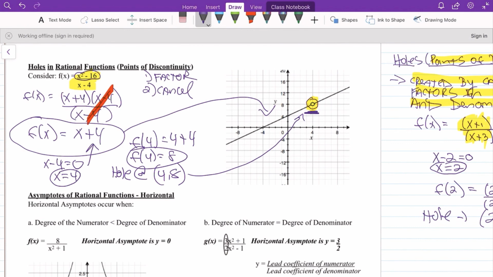All right, and holes and vertical asymptotes and slant and horizontal asymptotes are all part of the puzzle that make up these rational functions. As I said in video number 1, these functions can have a lot of different pieces, and holes are just one of the pieces that could be part of this. I'm going to be right back in the next section with horizontal asymptotes.